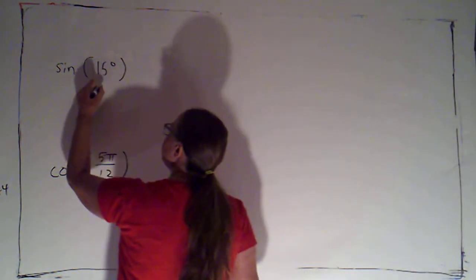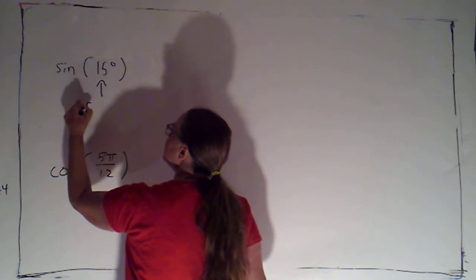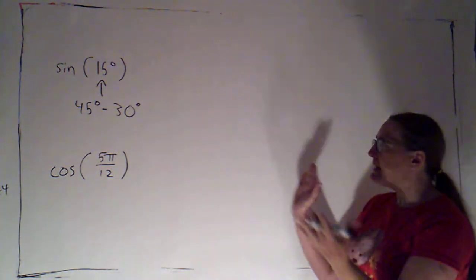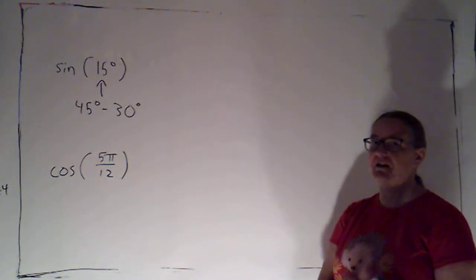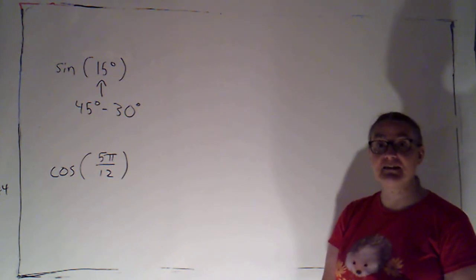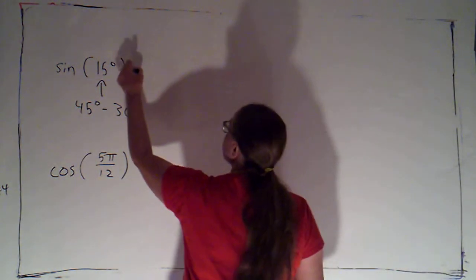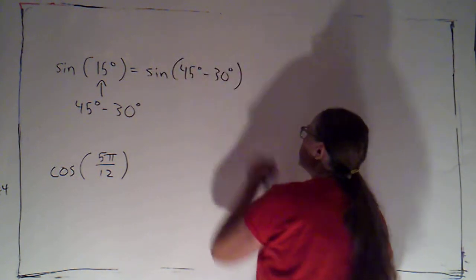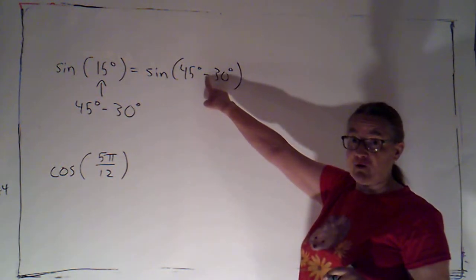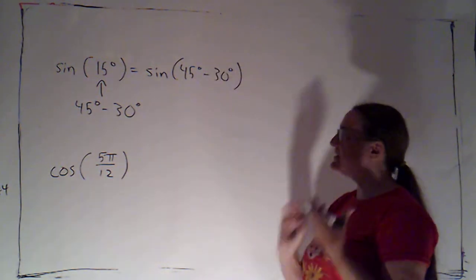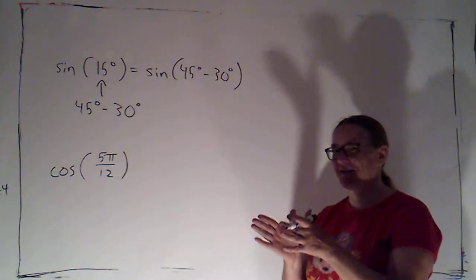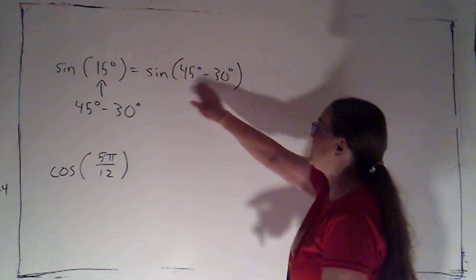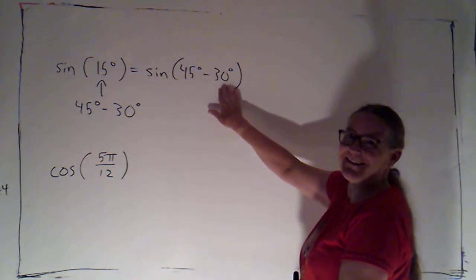So I can notice that 15 degrees is 45 degrees minus 30 degrees. Because I can build it out of those nice acute angles, I can actually evaluate this without using a calculator. I'm just going to say this is sine of 45 degrees minus 30 degrees. And it looks like I'm using the difference formula for sine. Now with the difference formula, if I remember that it's just the sum formula with the sign changed, I can just go right to that. If I didn't remember that, I just rewrite this as 45 plus a negative 30.